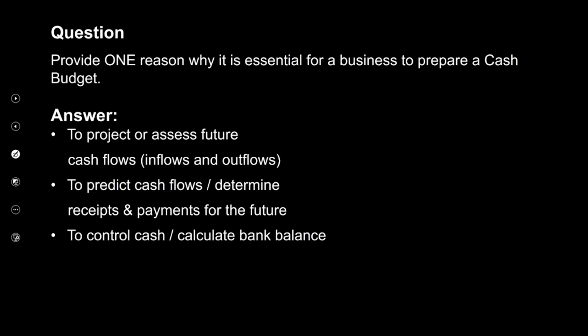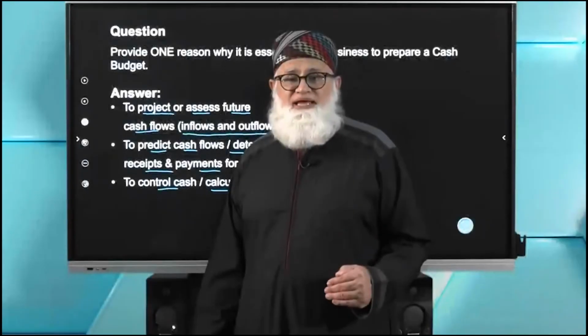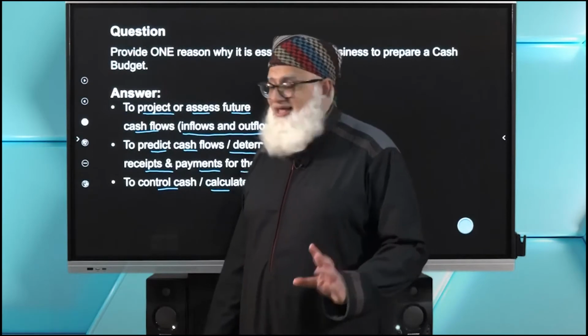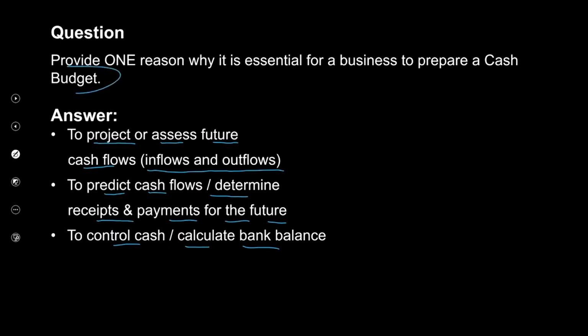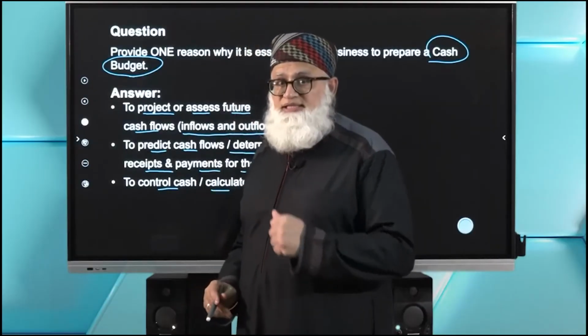Let's look at it. One, to project or assess future cash flows, inflows and outflows of cash. Or you could say to predict cash flows to determine receipts and payments for the future. Or you could answer by saying to control the cash to calculate the bank balance. Notice, nowhere in your responses has any mention been made about incomes or expenses. Why? The question was cash budget. And that's the important component that you have to take into consideration when you're answering a question relating to the cash budget.